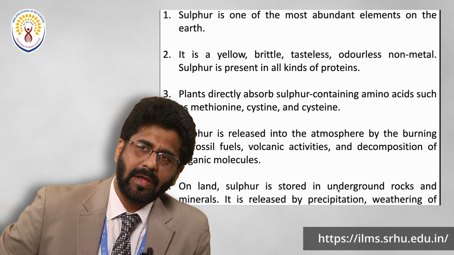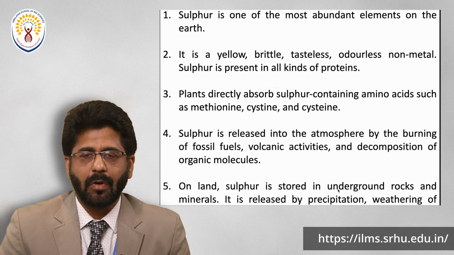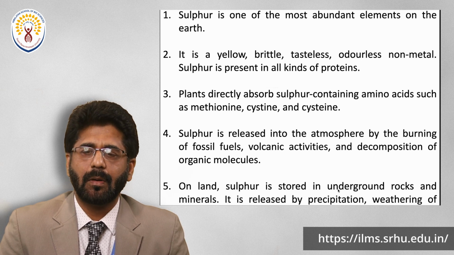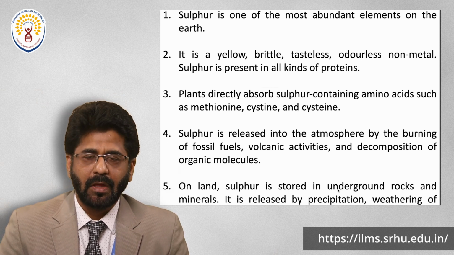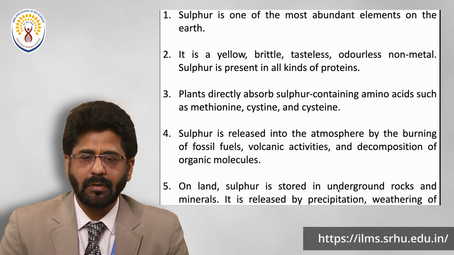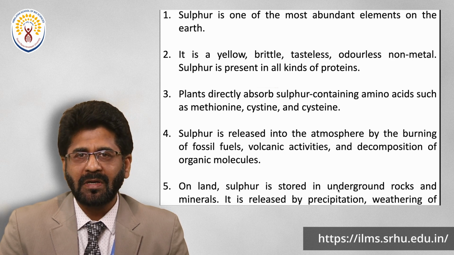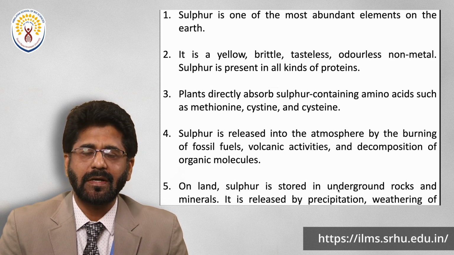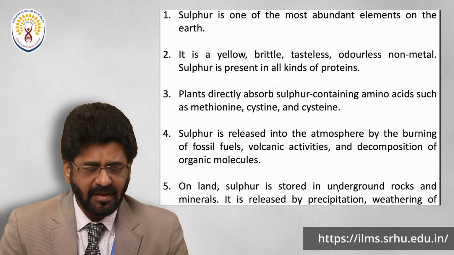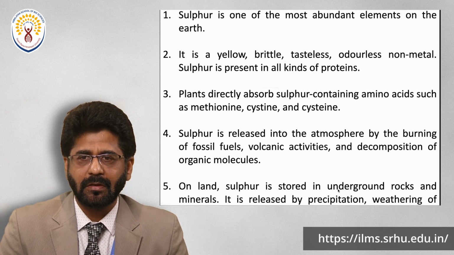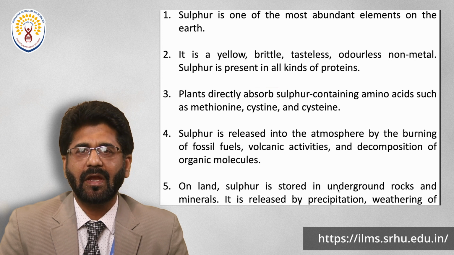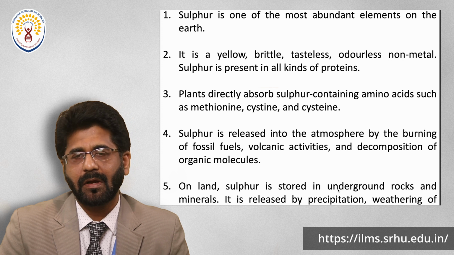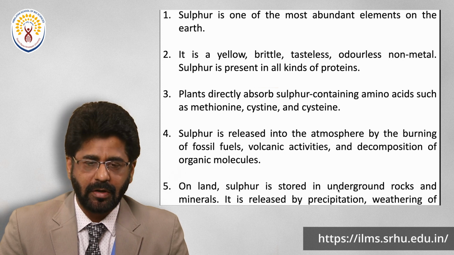First of all, I would like to talk about certain important aspects of sulfur. Sulfur is one of the most abundant elements on the earth. It is a yellow, brittle, tasteless and odorless non-metal, and sulfur is present in all kinds of proteins. Basically, you can understand the importance of sulfur as it is associated with all kinds of proteins, and how important proteins are for our survival, you already know that.